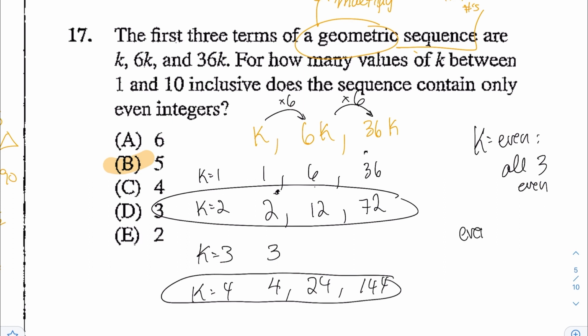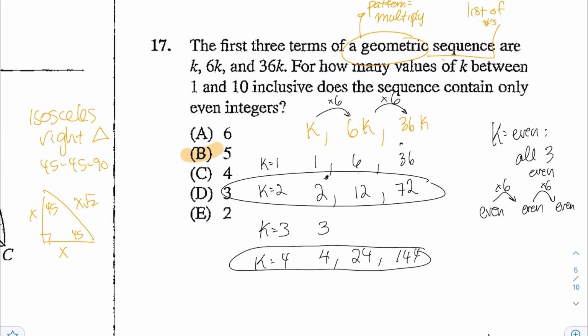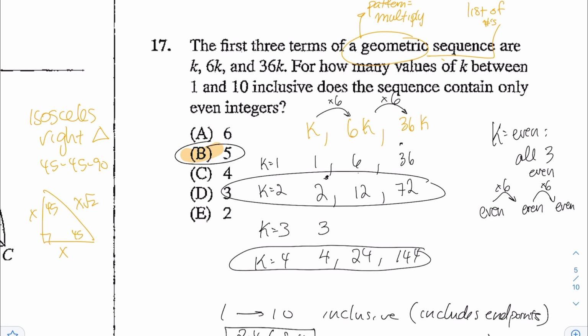Because you have even, to get to the next number, you've got to times 6, which will still be even, because even times even is even. And times by 6 again will be also even. So here, you want to figure out, well, how many even numbers are between 1 and 10? Well, between 1 and 10, inclusive, which includes the endpoints. What that means is that you have to include 10. So that's 2, 4, 6, 8, and 10. For those 5 numbers, choice B, this geometric sequence is only even.